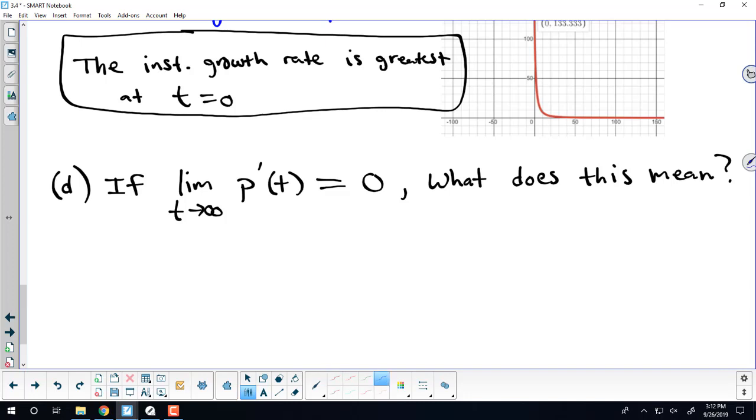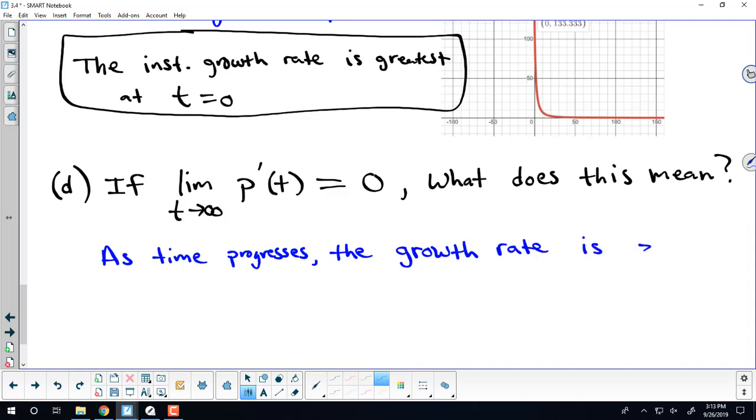Let's just write that out. Growth rate is 0. As time progresses, the growth rate is 0. What does that mean about the population? It's decreasing. It's becoming static.